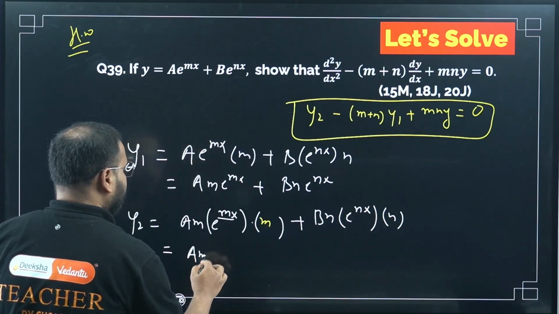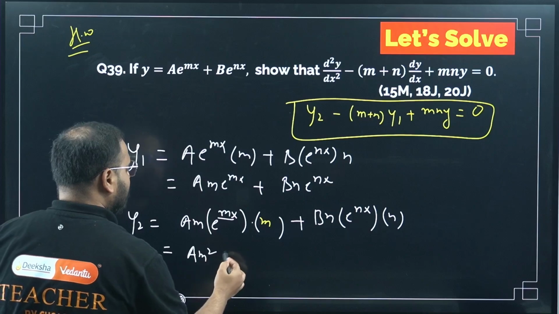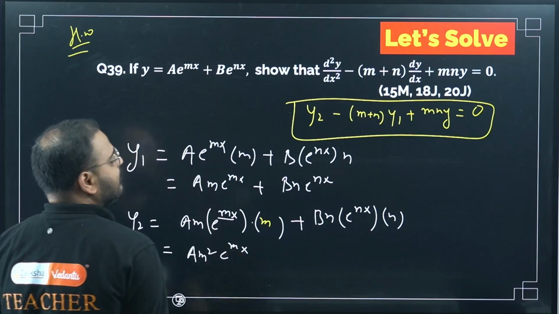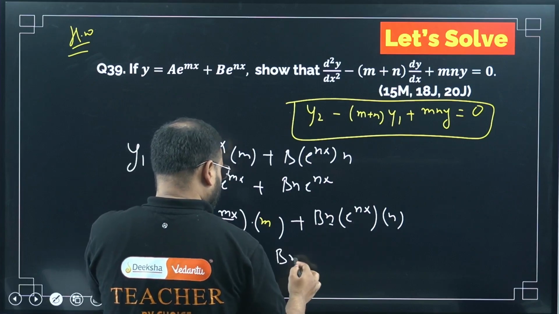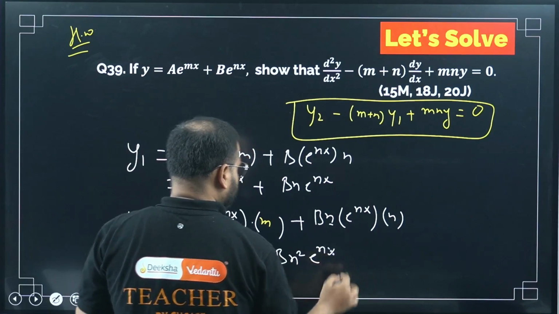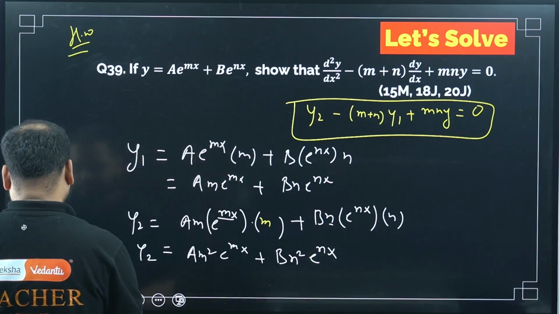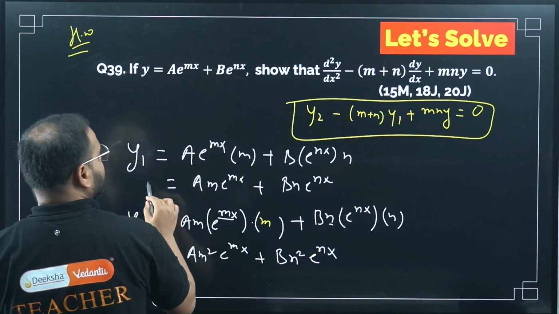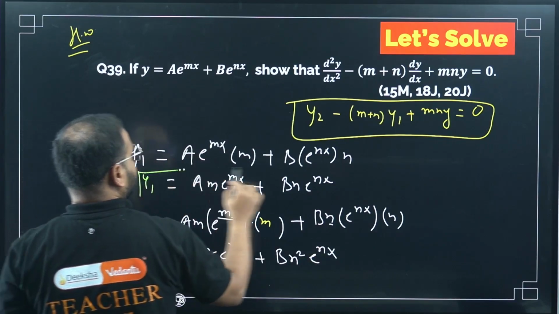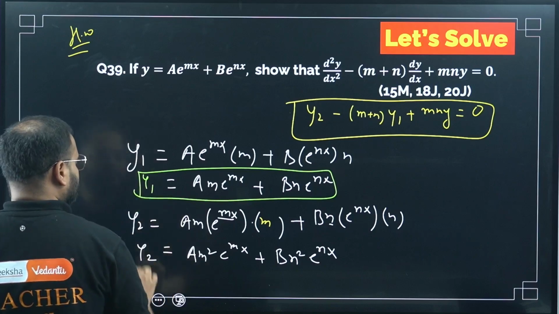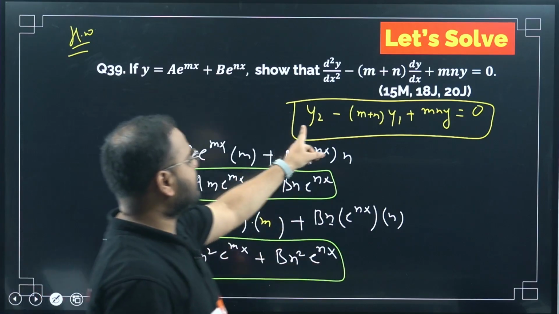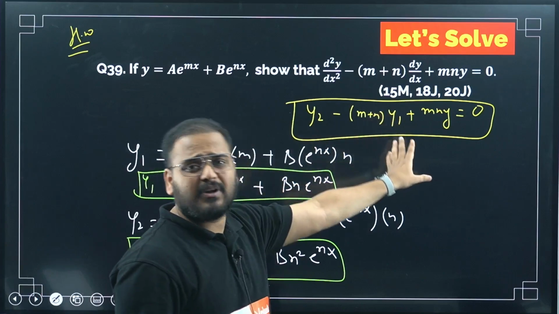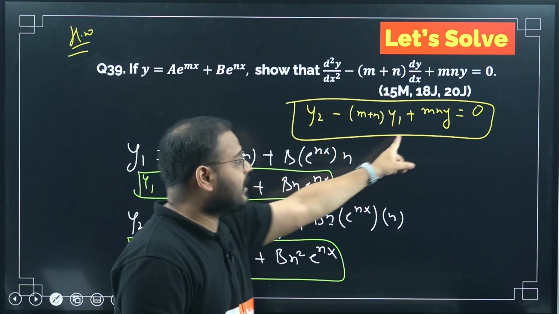What am I getting now? a m, this m will come. So a m square e power mx, and what am I going to get here? Plus b n and n. So b n square e power nx. This is my y2. My y1 is here. y2 is here. Simply put this value over here, multiply with m plus n. Simple, very simple linear equation multiplication. You'll get the RHS to be 0.